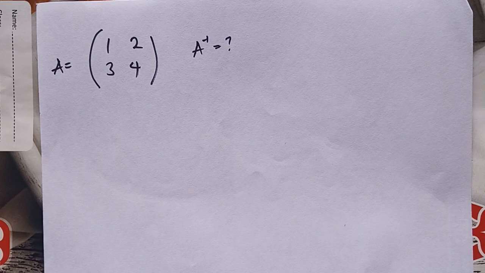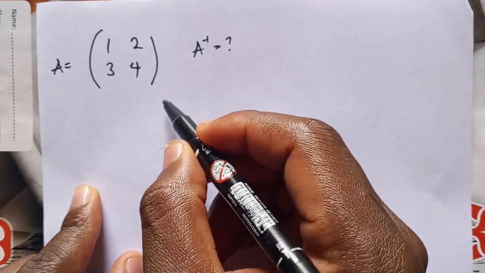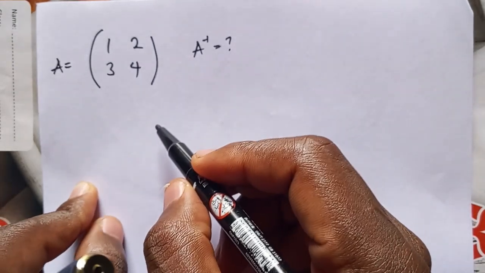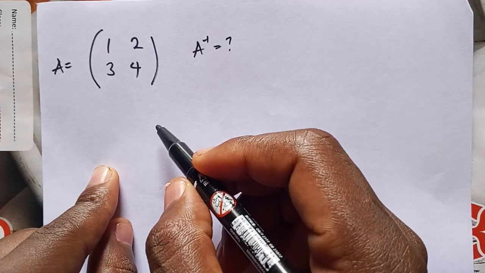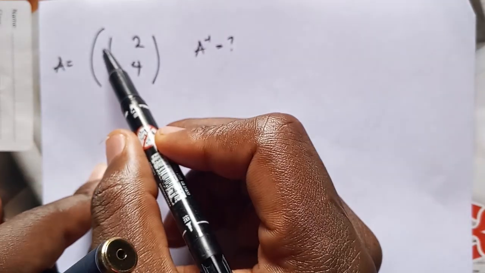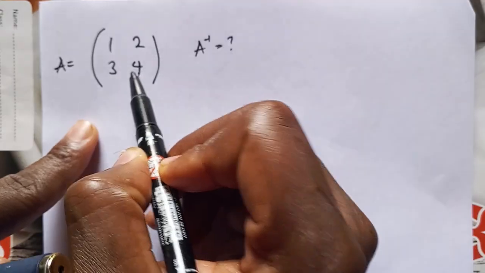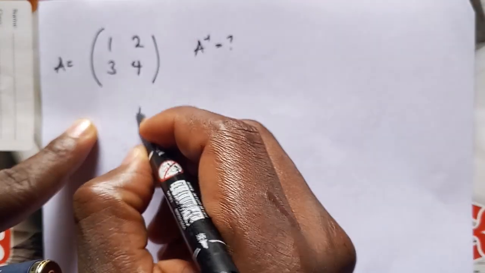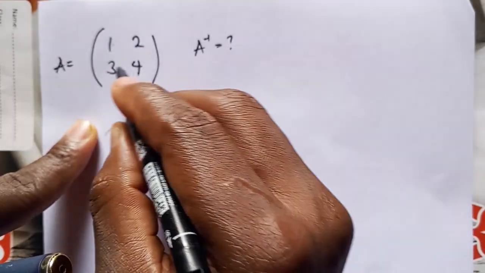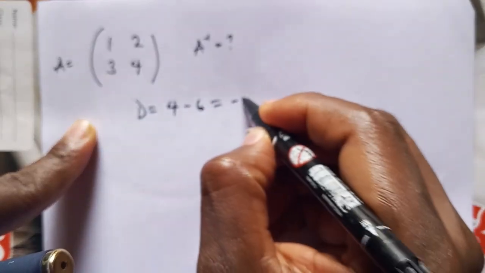Before I start, to find the inverse of a matrix the easy way, you first need to find the determinant. Of course, in a 2 by 2 matrix, the determinant is 1 times 4 minus 3 times 2. So that is 4 minus 6, which is minus 2.